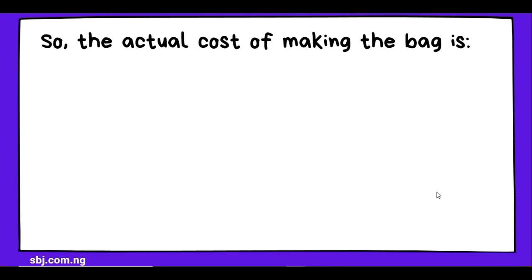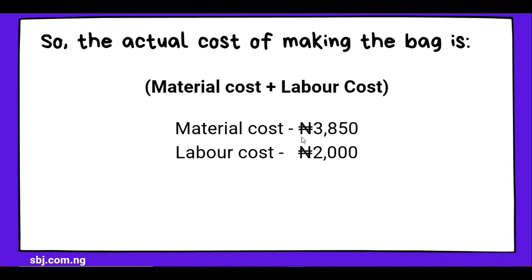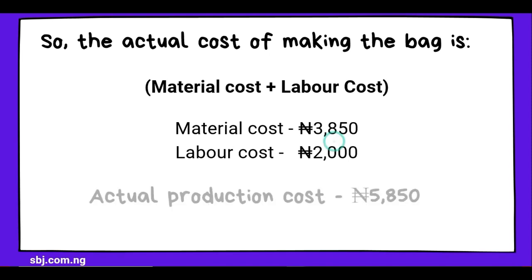So the actual cost of making the bag is simply material cost plus the labor cost, and this is it: 3,850 after we've looked at the materials that we've used, and the labor cost, which is 2,000 naira, and total production cost or the total unit cost of that particular item is 5,850.